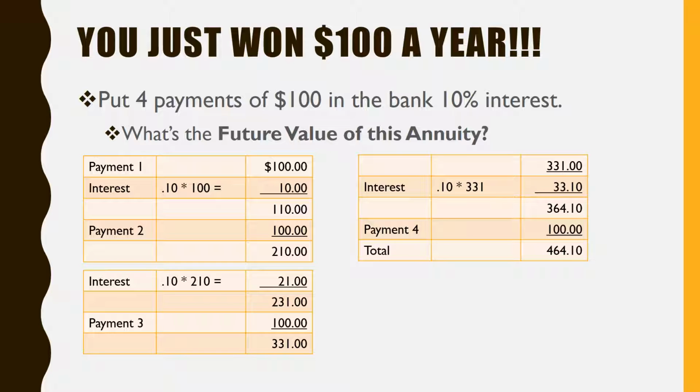I'll get 10% interest on that $331. And so when it comes to the fourth payment, I'm going to take my last $100 payment. I'm going to run to the bank. I'm going to clean out the account that day, and I'll have $464 total to go buy the Xbox or whatever it is I was going to do with my winnings. The fourth payment, notice, doesn't get any interest. The very last payment, you just take the cash you've got, add it to the total that's in the bank, and run out the bank.